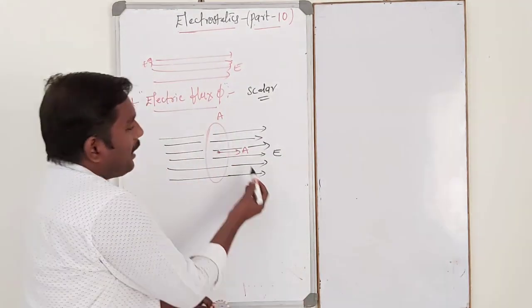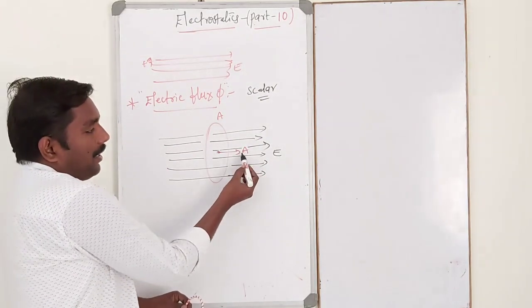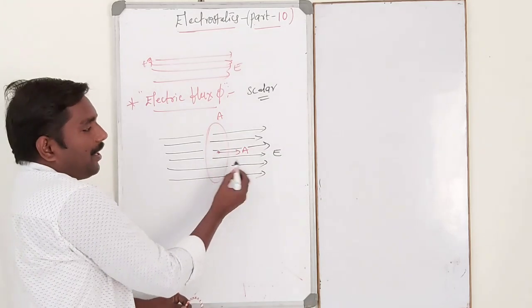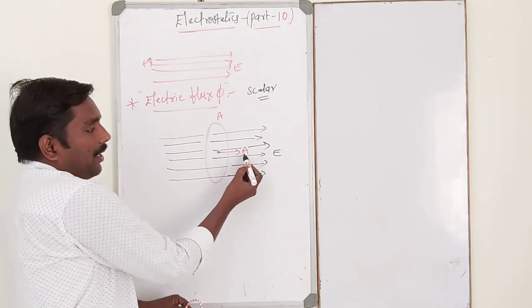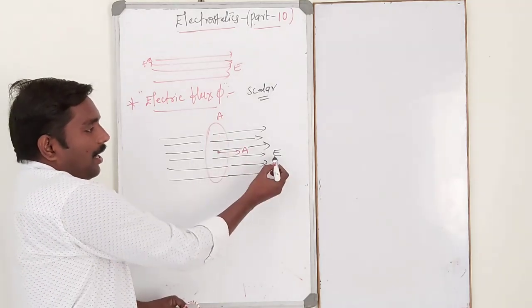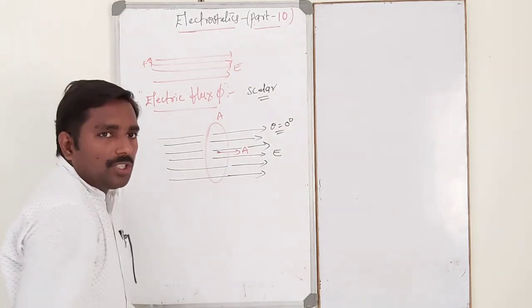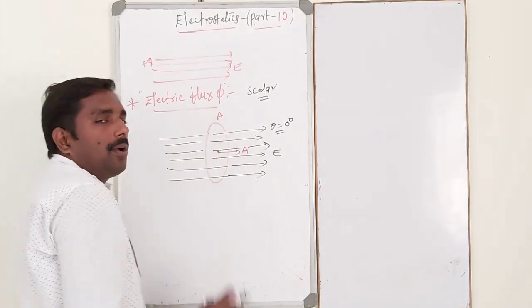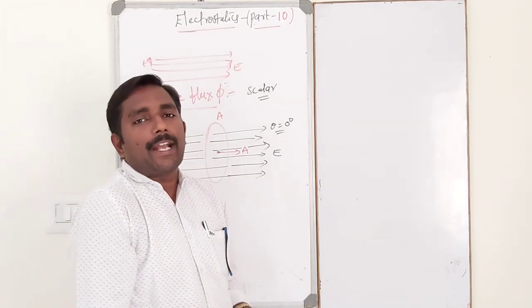What is the angle between the area of the given bangle, the given surface, and the direction of electric field? What is the angle between the direction of given area and electric field? Theta is equal to 0 degrees. If theta is equal to 0 degrees, electric flux will be maximum.